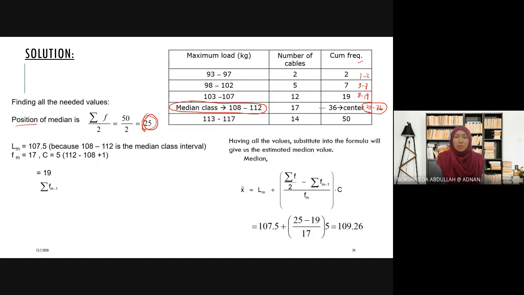Next, we know the fourth class is the median class, so we can substitute the values into the formula. First, LM.